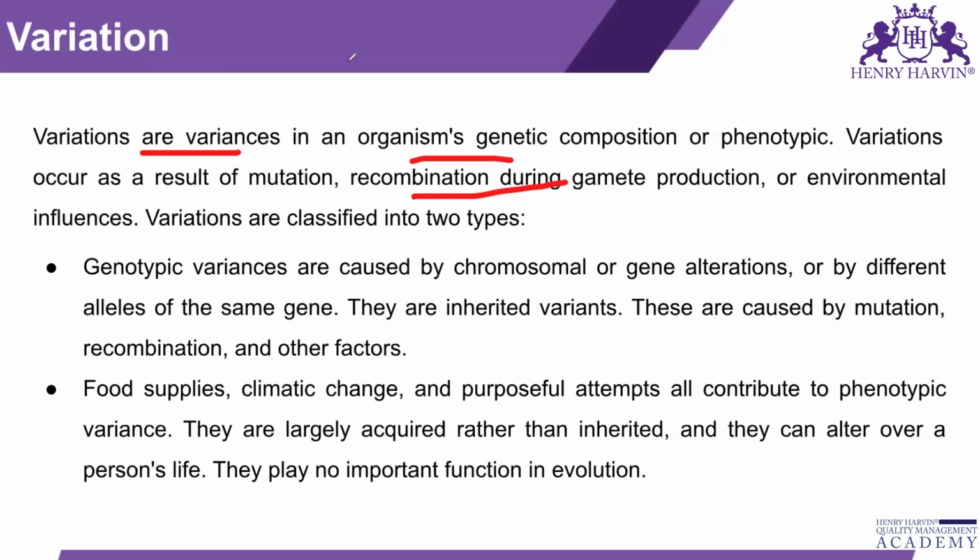Now, the second type of variation is called phenotypic. Phenotypic variances are those which are environmental, and those are largely acquired. Acquired means they can alter a person's life. What can alter a person's life? Food supplies. That's why people are switching over to organic food again, because of the chemicals used on our products. Climatic change, purposeful attempts. We change our food as per the climate, as per the temperature.